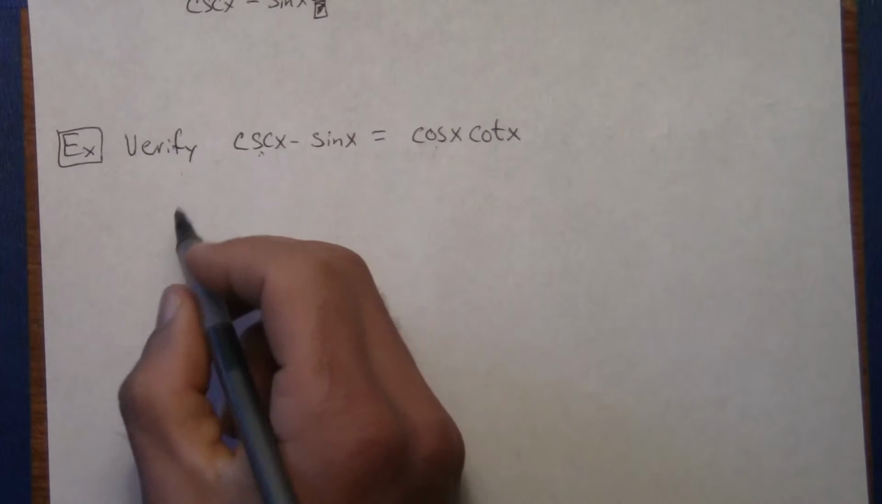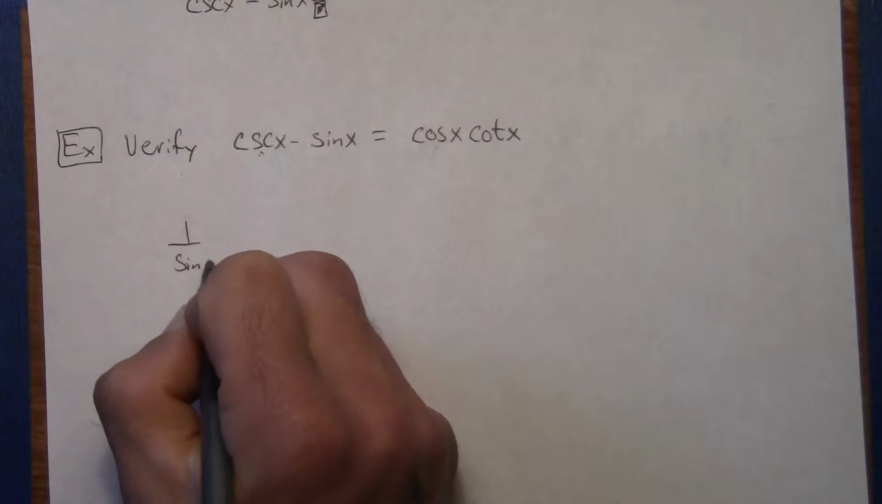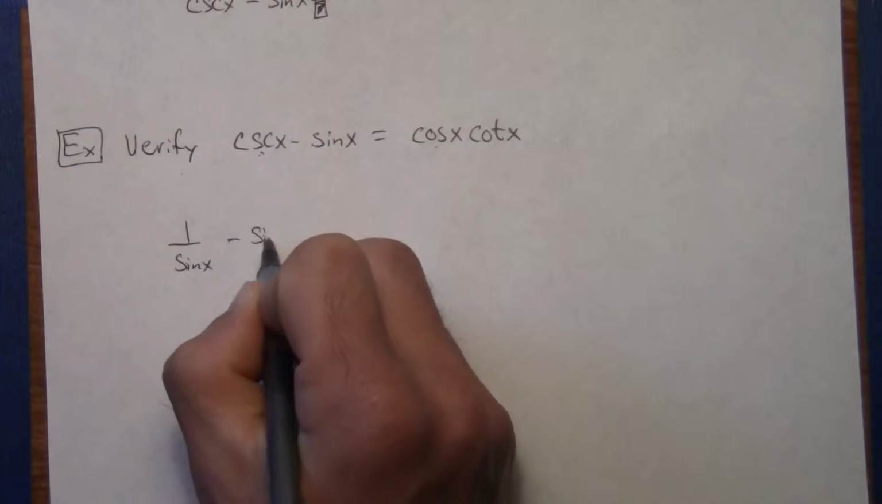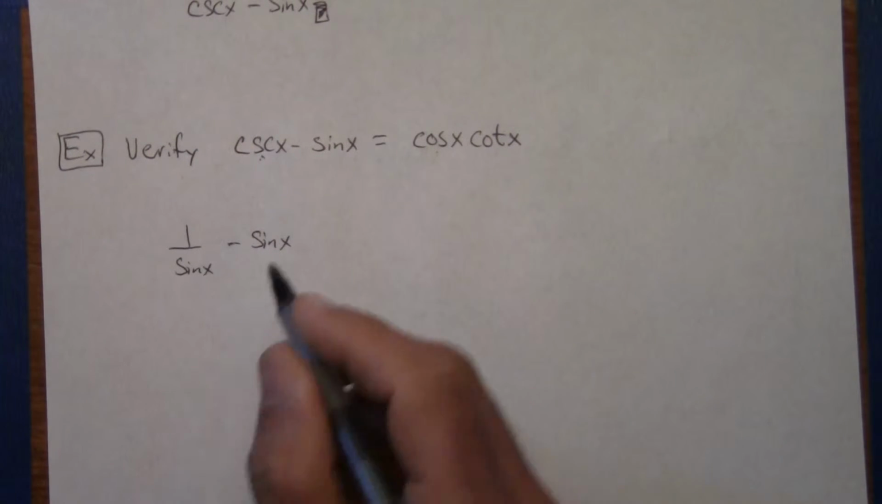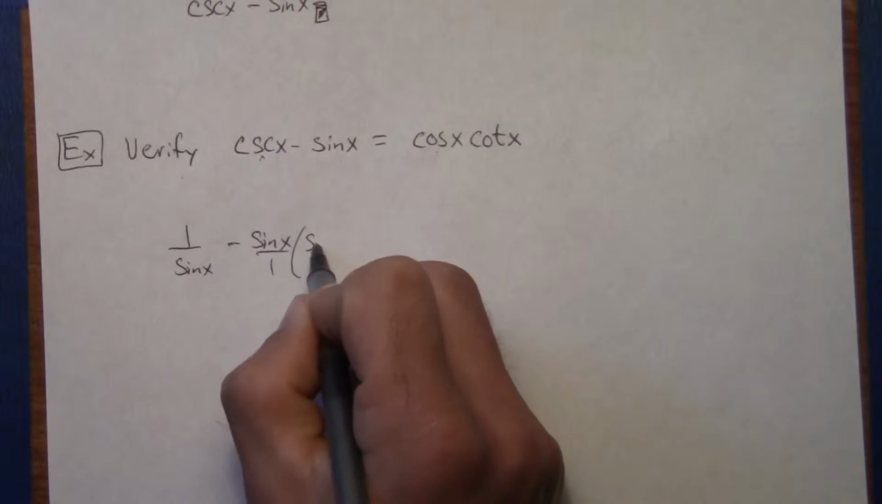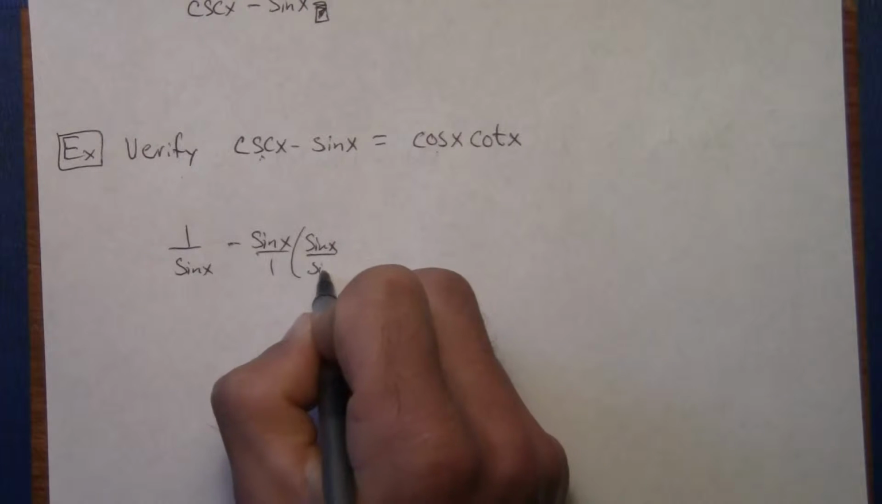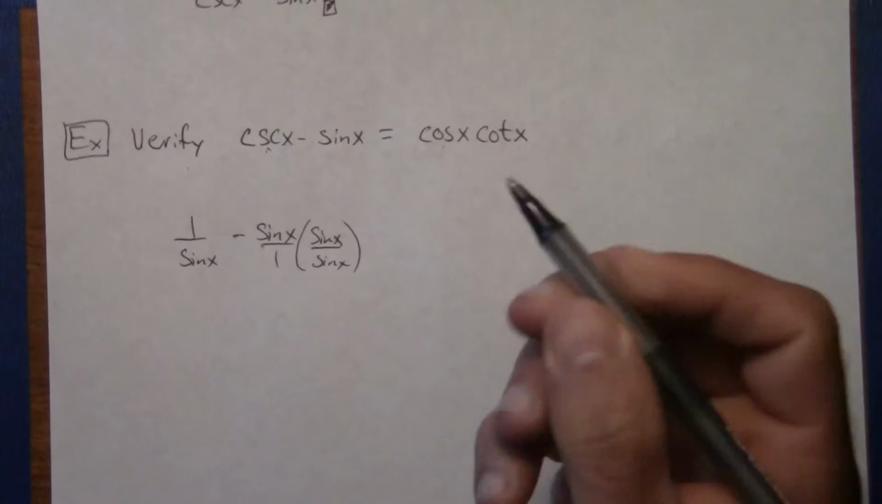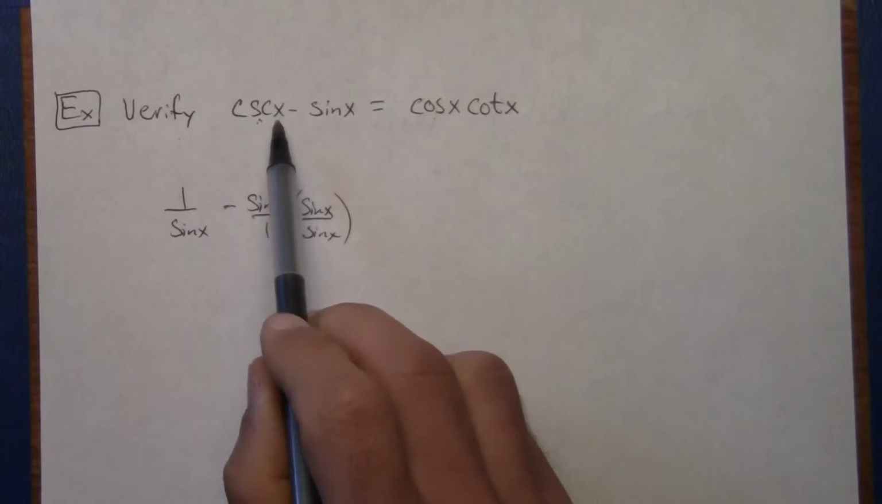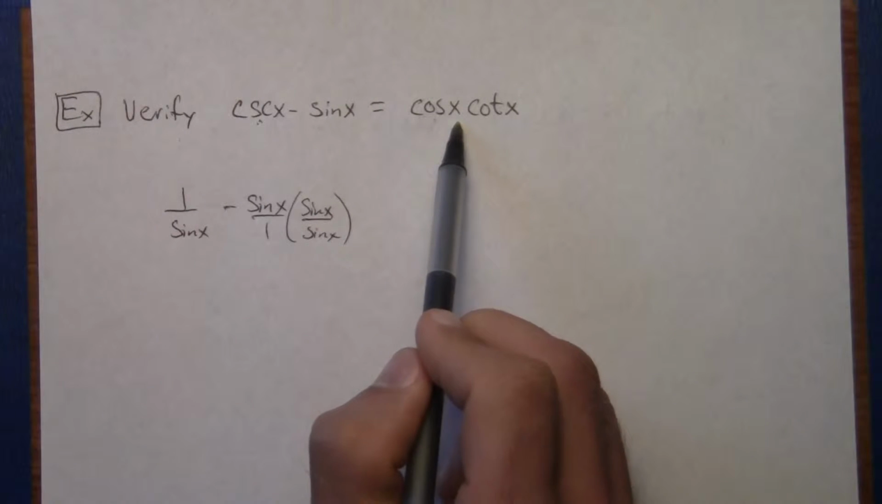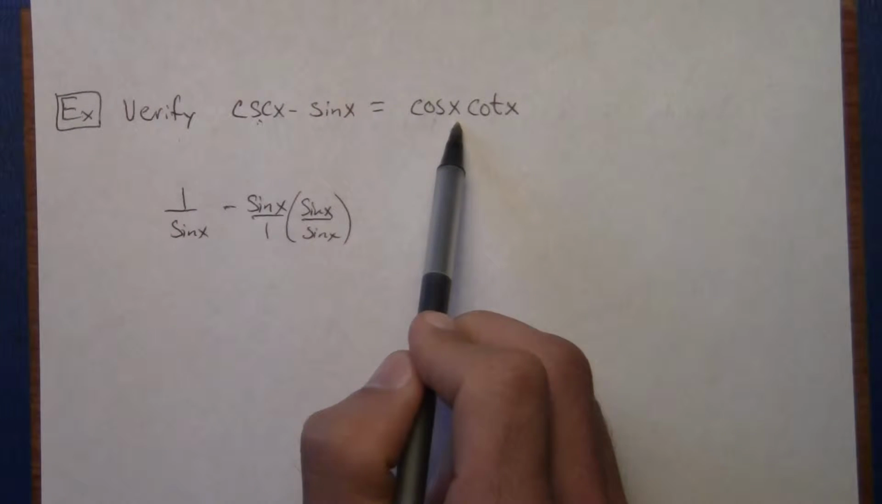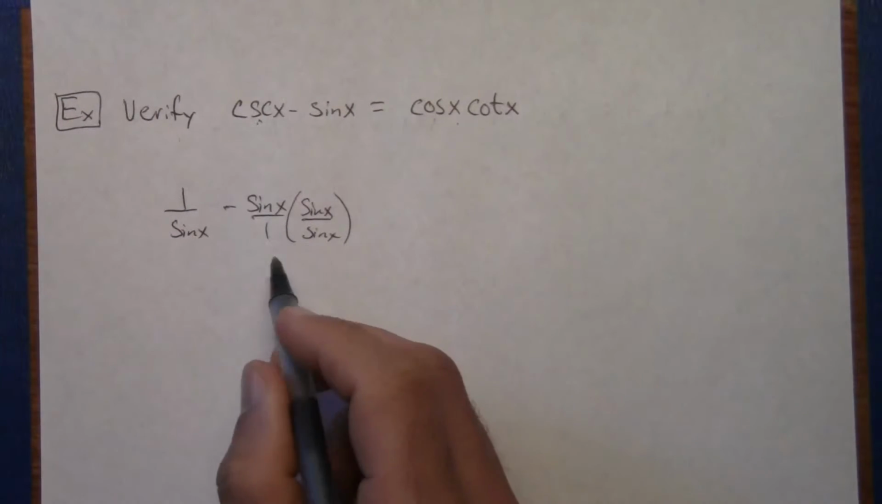So I can change this, of course, into 1 over sine x minus sine x. And then I'm going to multiply this by sine x over sine x so that I have the common denominator I'm looking for. And how do I know to do this? Why do I know to do this? Because I have two terms, the final answer has 1. So I know I have to get a common denominator at some point.